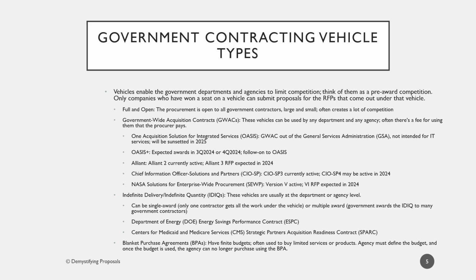Alliant 2 is currently active. Alliant 3 RFP is expected sometime in 2024. There is a draft RFP currently out, and many companies are preparing for their Alliant 3 procurement. Alliant, unlike OASIS, is generally for IT services.